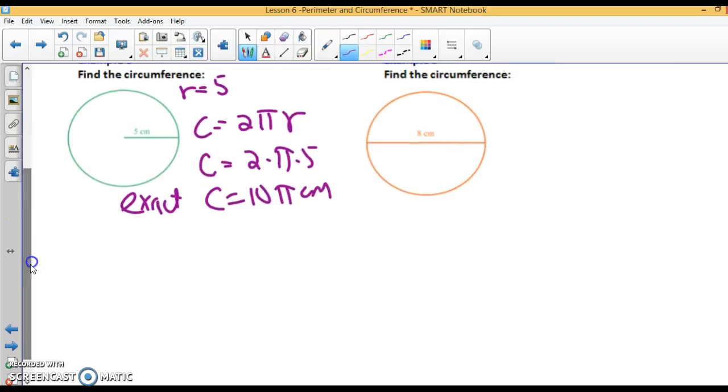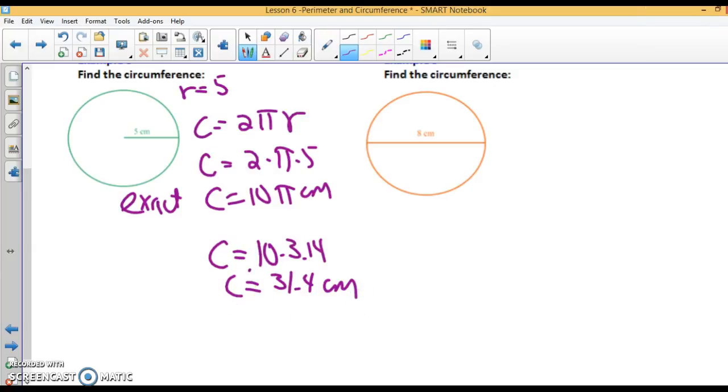As soon as you either use your pi button or put in 3.14 for pi, you end up getting an estimated answer. It's 31.4 centimeters. This is an estimate because it is rounded, because pi goes on forever and ever. We round it to 3.14.